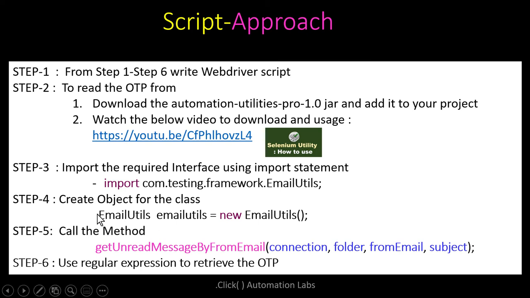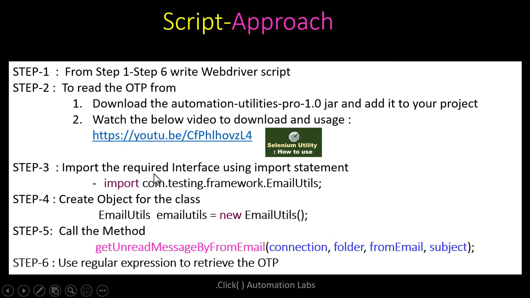To automate that step, we depend upon a utility called automation-utilities-pro-1.0.jar, and add this to your project. If you have a Java or Maven project, you can just add it to your classpath. If you want to know how to add it, you can watch this video. I will provide the video link in the description, and it will show you how to use the Selenium utilities, meaning the automation utilities, in your project. Once you have added that, you have access to all the utilities developed in this jar file.